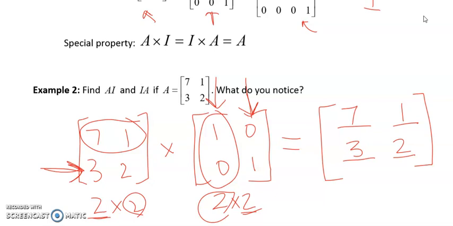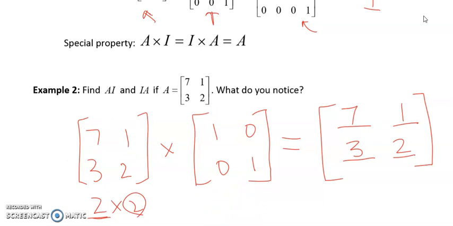Now, let me just show you what happened here. I'll just erase all the fluff that's around them. And look what happened. 7, 1, 3, 2 was your original matrix. You multiplied it by the identity, and voila, you got back the original matrix that you started with. Now, that's not surprising. In fact, that's why this matrix is called the identity, because it's like a multiplicative identity. And even if you switched around the order, the same thing would happen. A times I is equal to I times A, which is equal to A.